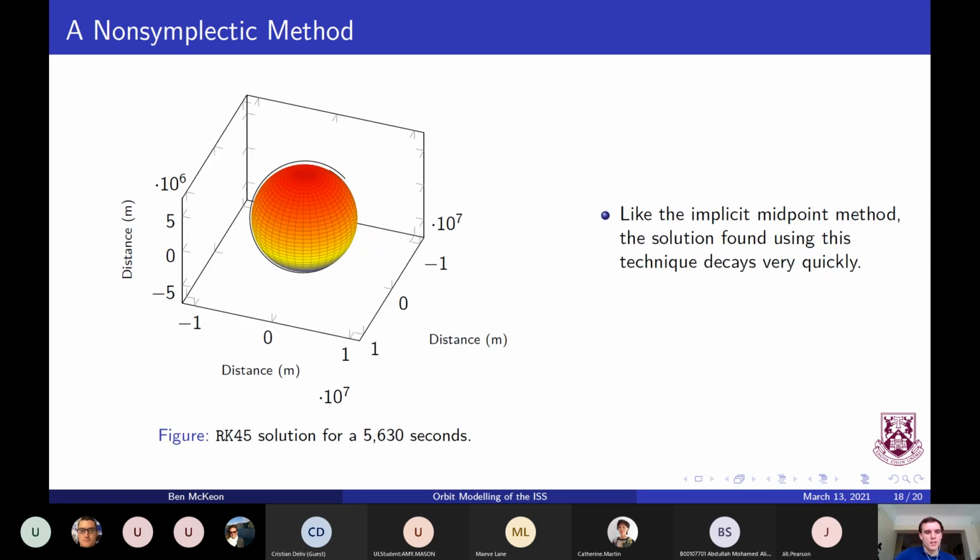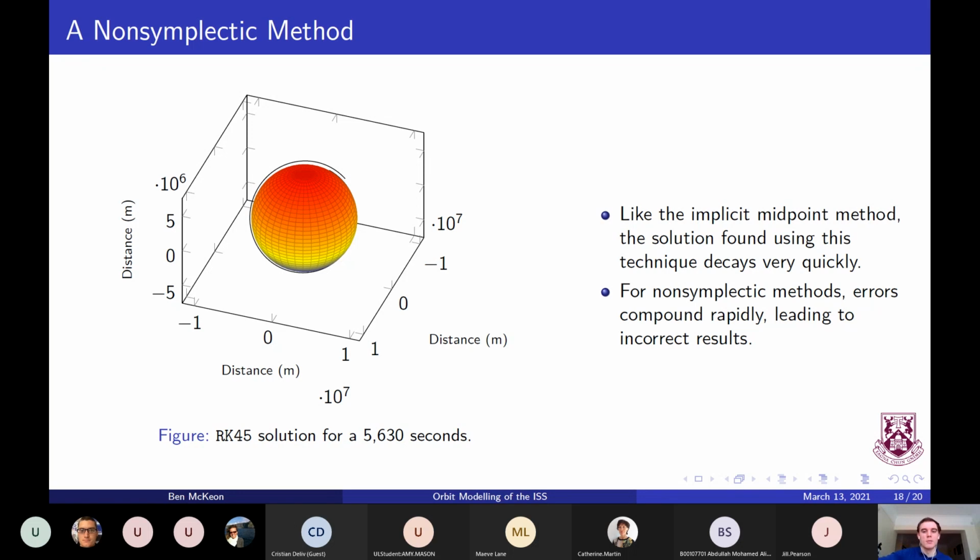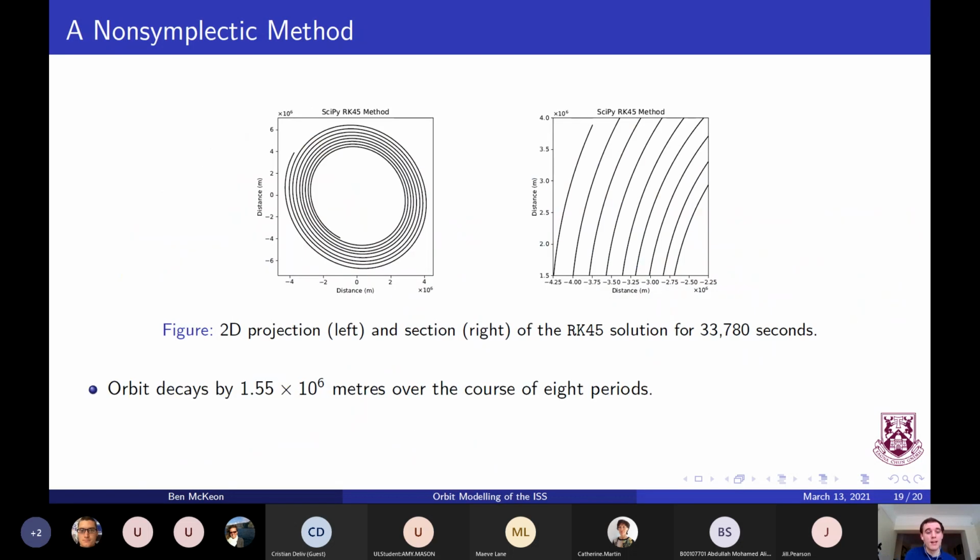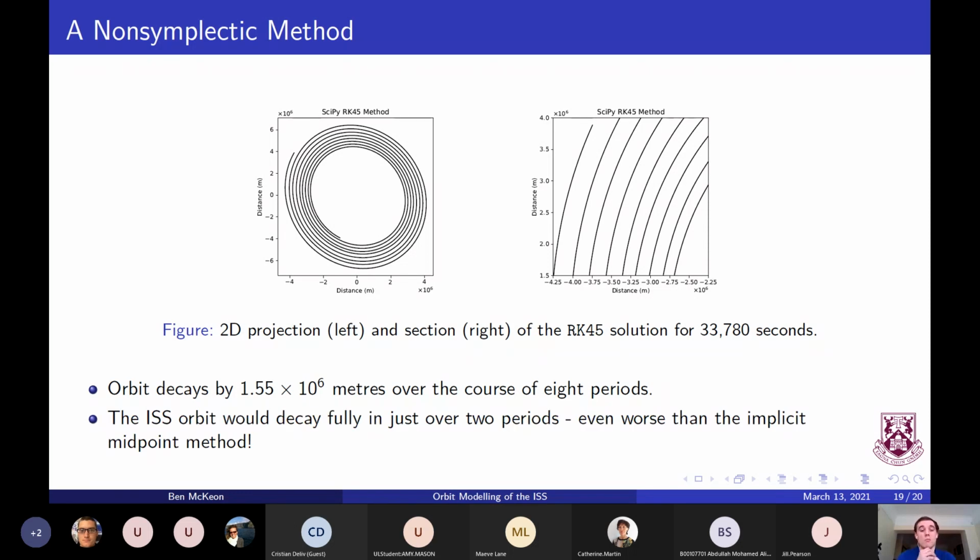But unfortunately, we see that this performs very, very poorly, as almost within 1 orbit, the trajectory has almost completely decayed. And obviously, like we discussed earlier with the Mars mission, this method is unfortunately not suitable for this problem. Again, looking at it in 2D, we see that it decays by 1.5 by 10 to the 6 meters over the course of 8 periods. And again, this is not suitable for orbital mechanics, as it would take just over 2 periods for the whole orbit to completely decay.